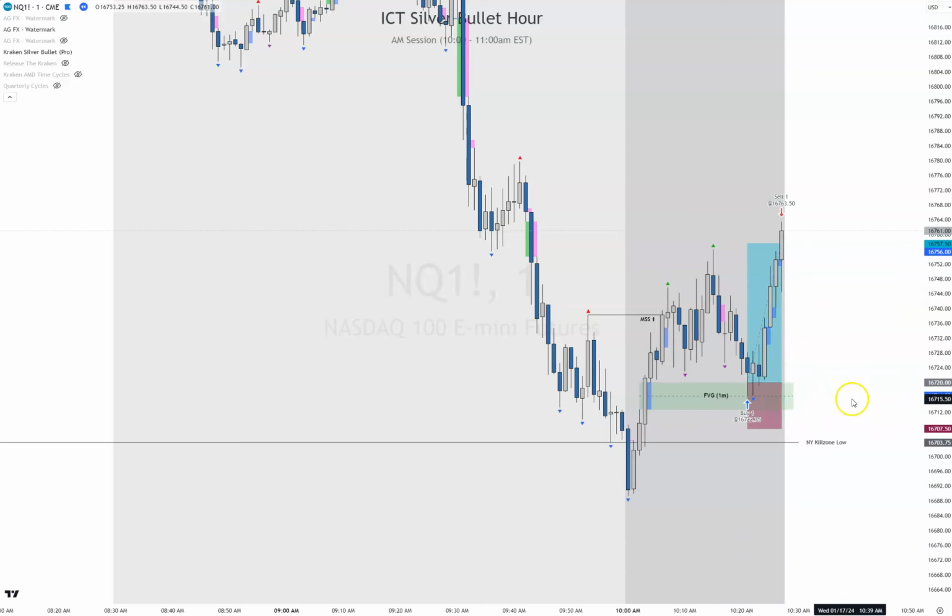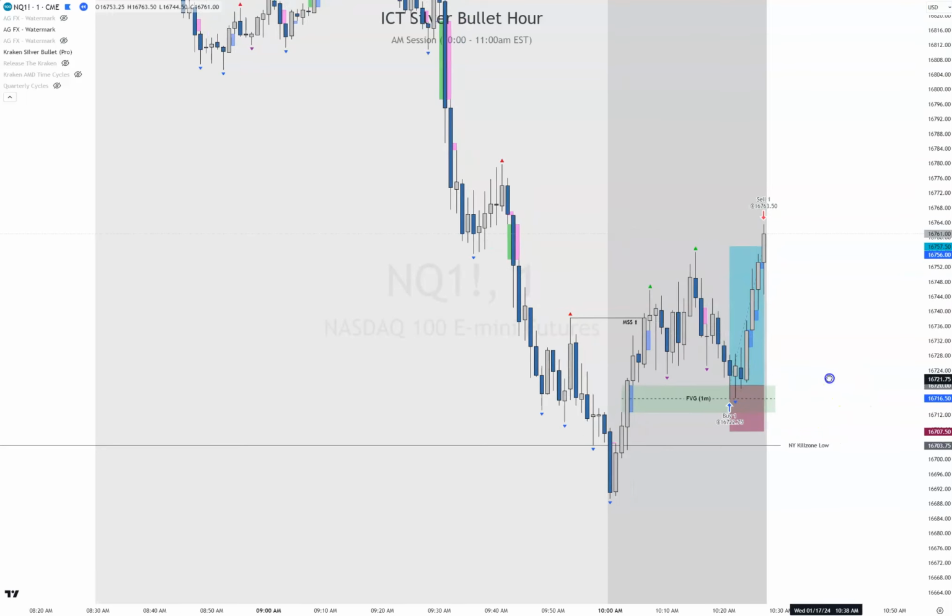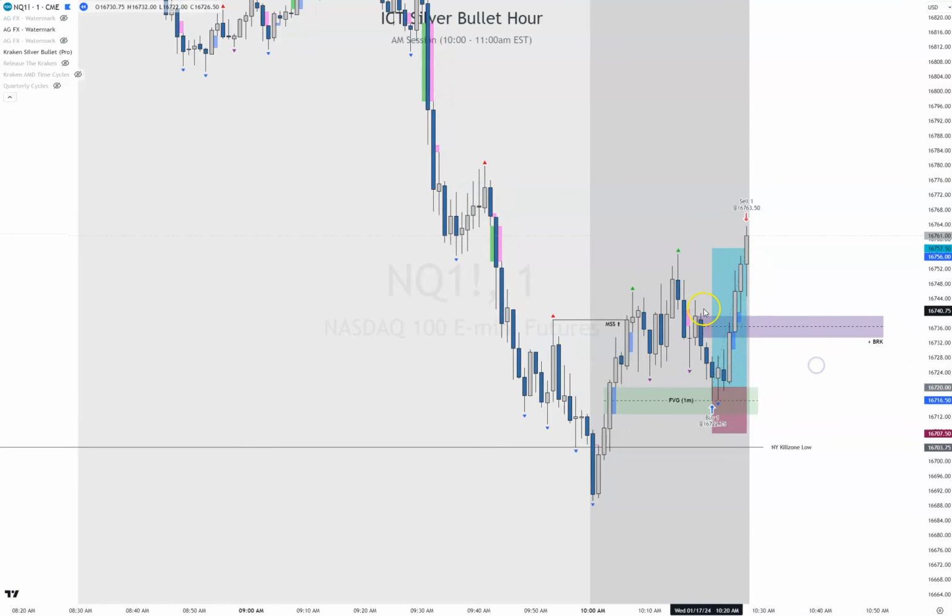Okay, so what has price done here? Let's reevaluate. Well, I see a breaker block right here. Now I know you're like, wait a minute, how's that a breaker block? Well, here's a secret that I learned from someone.